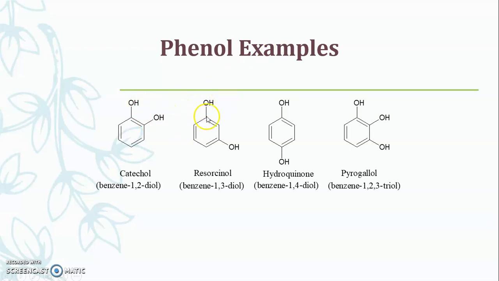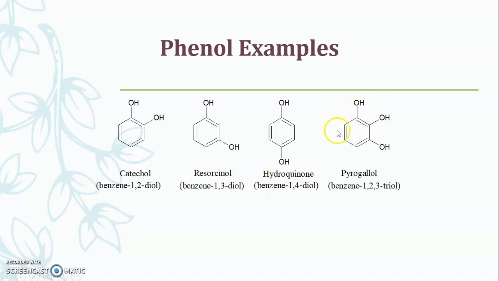Then if these two hydroxyl groups are present at the 1,3 position, that is known as resorcinol, and chemically it is known as benzene 1,3-diol. Similarly, when hydroxyl groups are present at the 1,4 position, they are known as hydroquinone. Here we are just changing the position of the hydroxyl group from the ortho position to the meta position and to the para position. So we get catechol, resorcinol and hydroquinone, where hydroquinone is known as benzene 1,4-diol.